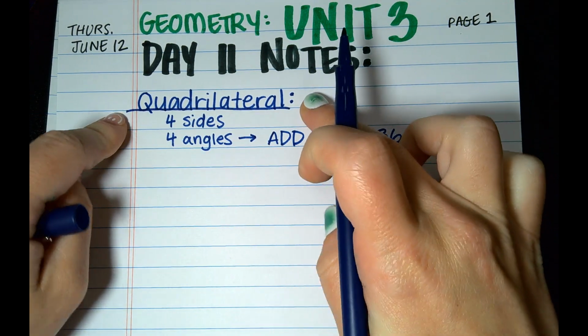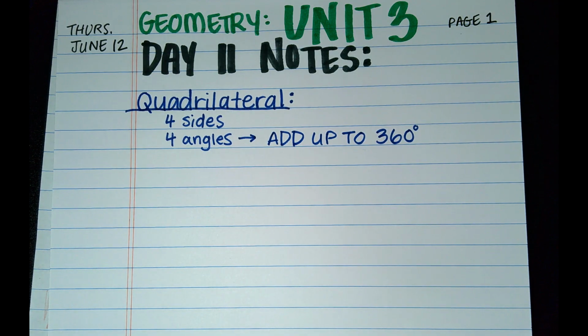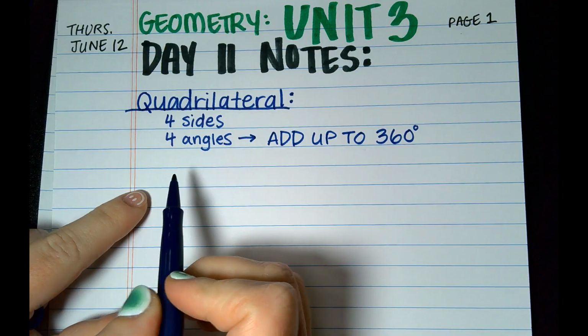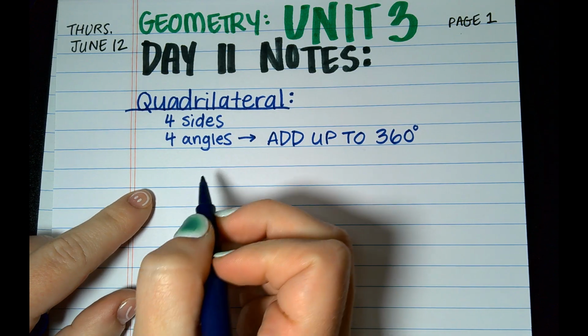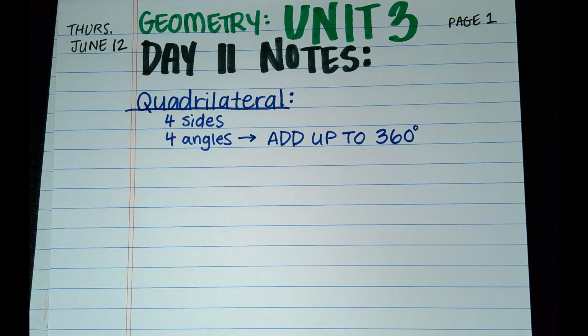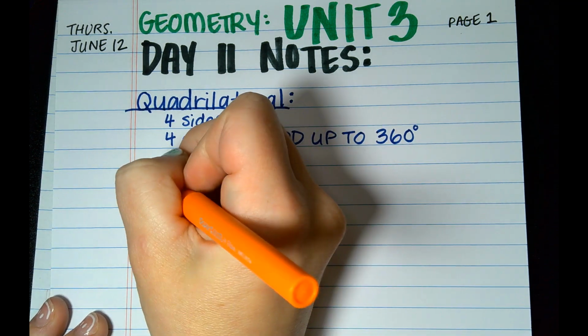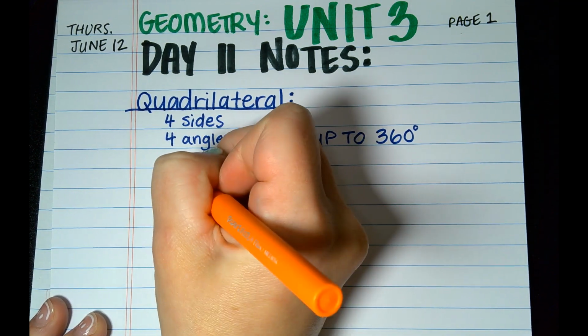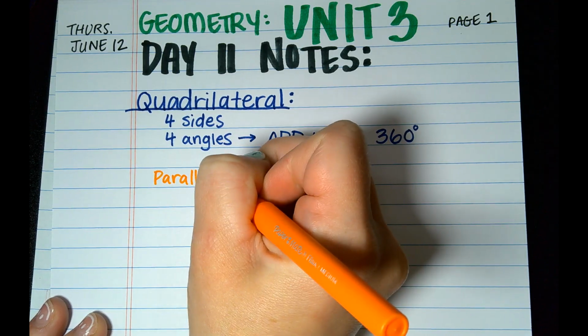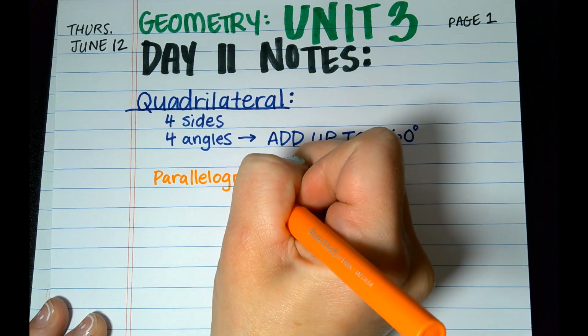Now, under quadrilaterals, any shape with 4 sides and 4 angles, there are more specific categories that we can talk about. And the first one I'm going to tell you about is called a parallelogram. A parallelogram. I'm going to write that word down too. Let me grab a color. So, parallelogram.